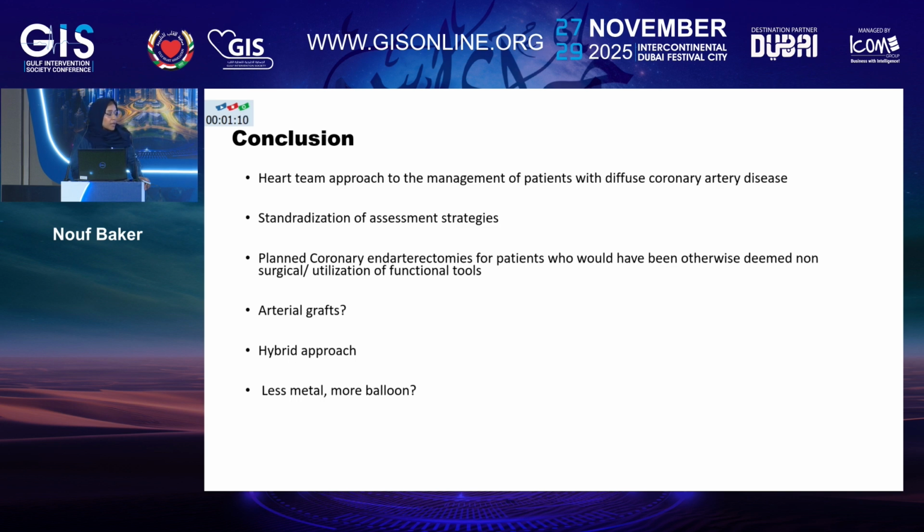Arterial grafts are another thing to be looked at in diffuse disease. The only issue is that we tend to shy away whenever the vessel is horrible from using, especially the radial, but they provide a protective physiology for the native vessels. So I think it's worth revisiting. A hybrid approach may be the way to go, and less metal, more balloon may be the way to go also in terms of PCI for these patients.